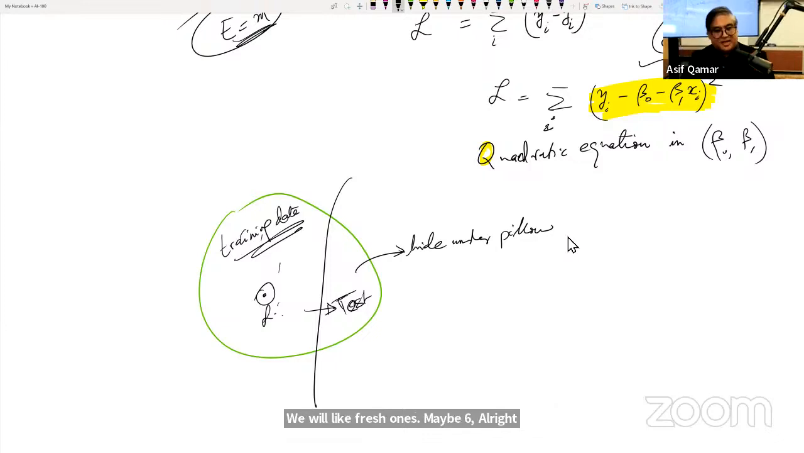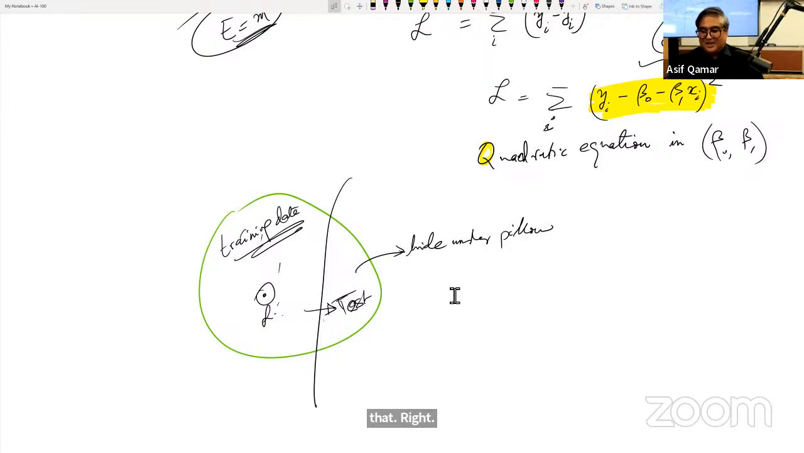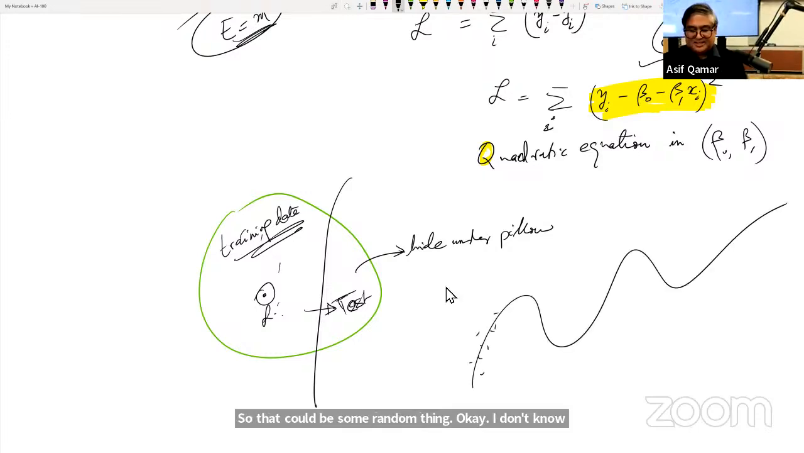All right, guys. So now, just one question. The data we plotted for the strike rate happens to be a straight line because the data was like that. In the real world, the data may not fit a straight line, right? So there could be some random thing. That is true. In other words, the data could fit this curve. We saw that in the lab, if you remember, last time.